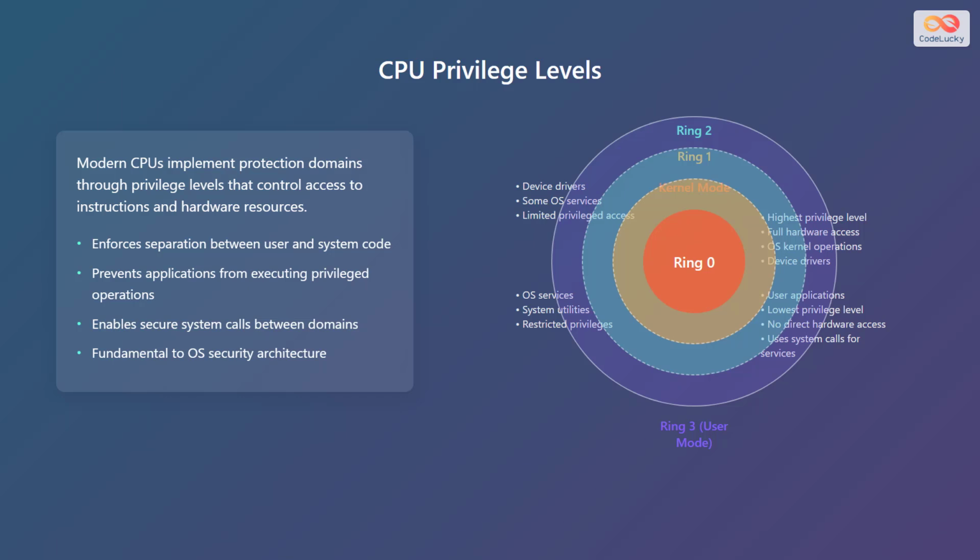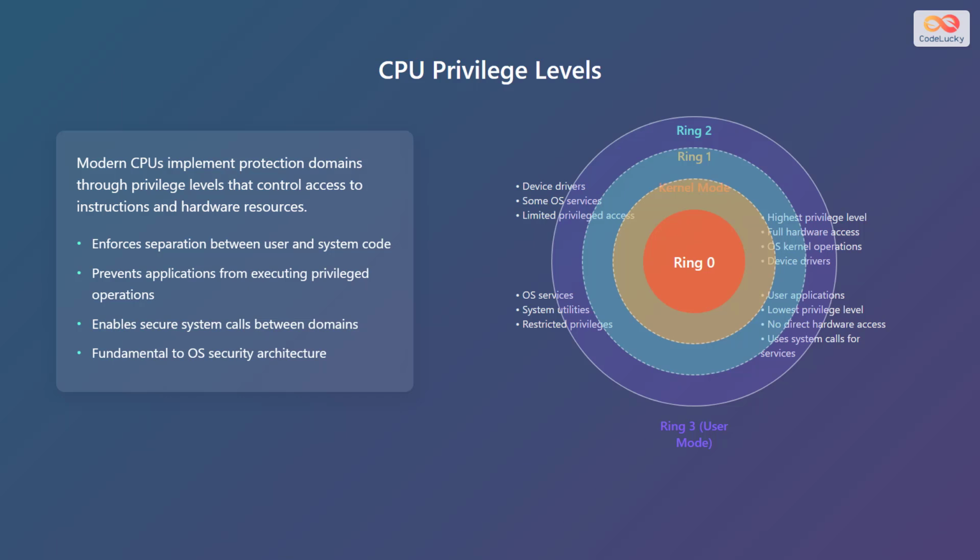Modern CPUs implement protection domains through privilege levels that control access to instructions and hardware resources. These privilege levels, often referred to as rings, provide a hierarchical approach to security. Each ring has a different level of access, with ring 0 having the most privilege and higher-numbered rings having progressively less.